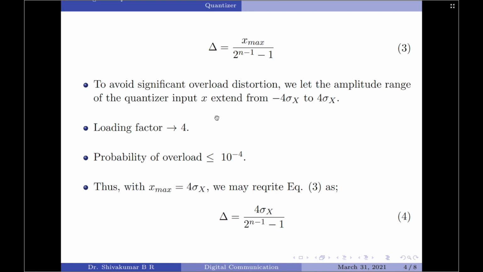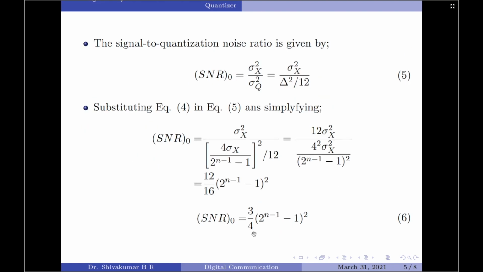Now, with these values in mind, let us rewrite equation 3 by replacing Xmax by 4 sigma x. That is what is written here. So, delta equals 4 sigma x divided by 2 to the power of n minus 1 minus 1. Now, we will write an equation for the output signal to noise ratio of the quantizer, which is given as SNR output equals sigma x square divided by sigma q square. Previously we have derived sigma q square to be delta square divided by 12. This derivation was discussed in my previous video, by the name Quantization Noise and Signal to Noise Ratio.